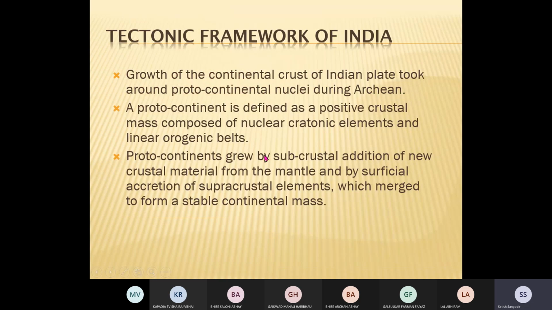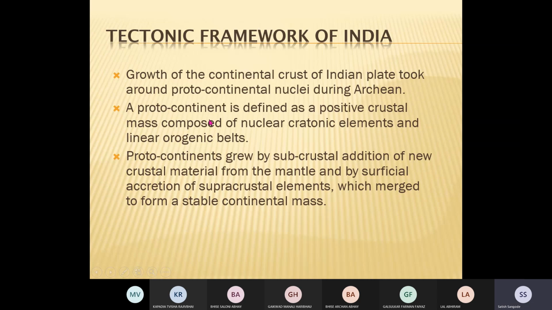The growth of the continental crust of the Indian plate occurred during the Archean with separate nuclei. What are those nuclei that we will see? Now, whatever we have seen, the craton, nuclei, shield, platform, that we have to apply to the Indian plate. What are those things?